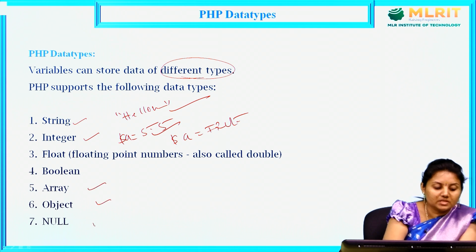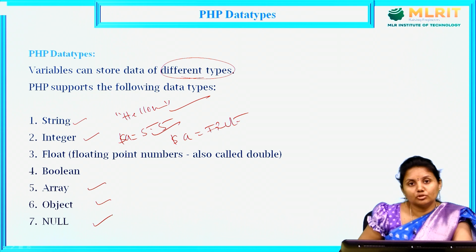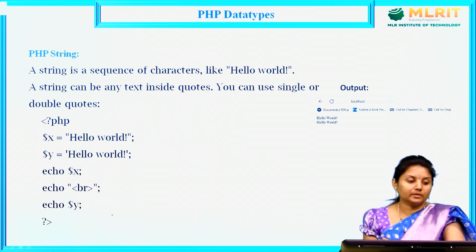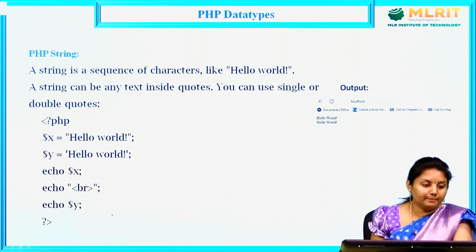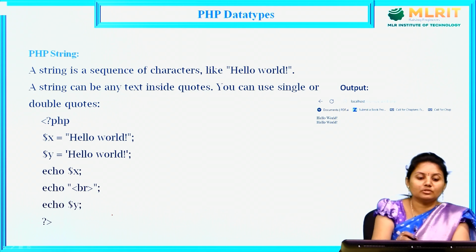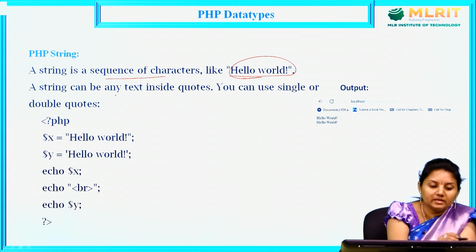Array, object, null. So, you can also create objects using the object, and null means there is no value. Okay. Nil value means empty value, and empty variables can also be declared in PHP. PHP strings. Coming to PHP strings, it's a sequence of characters, and any text inside the quotes. You can use single quotes, or double quotes can also be used here.